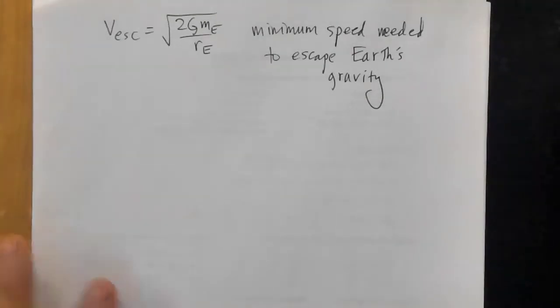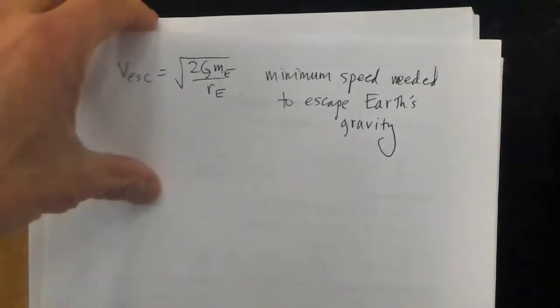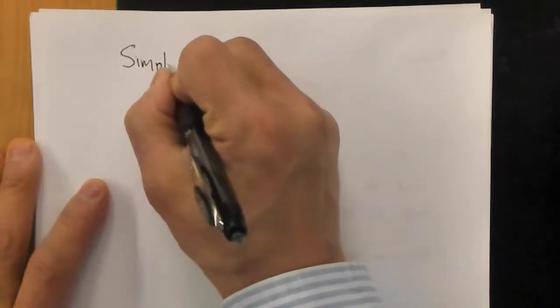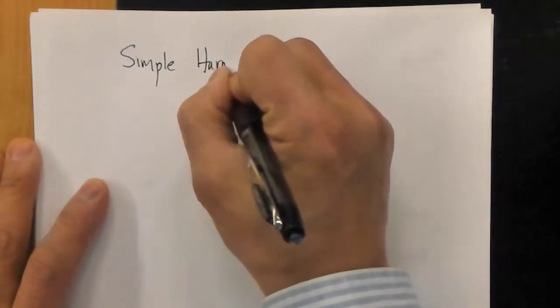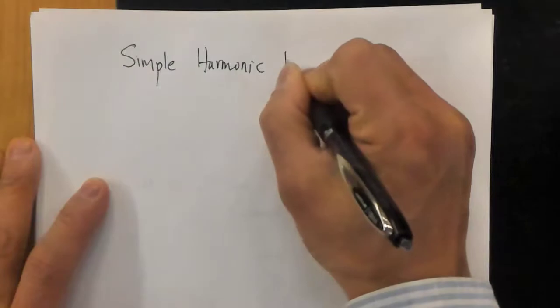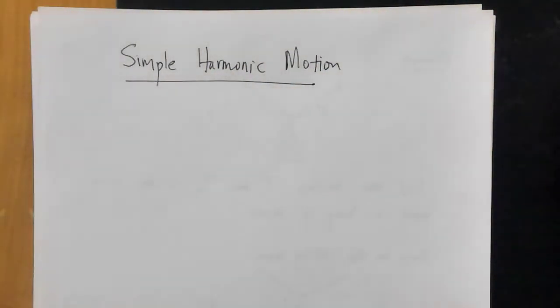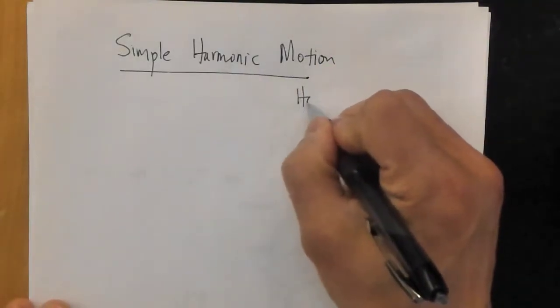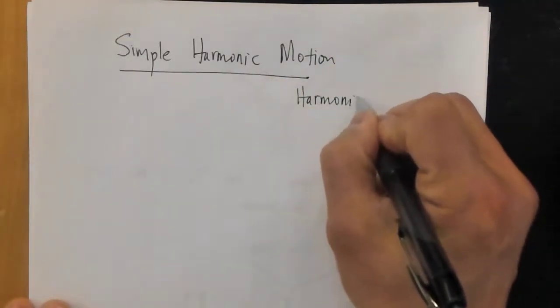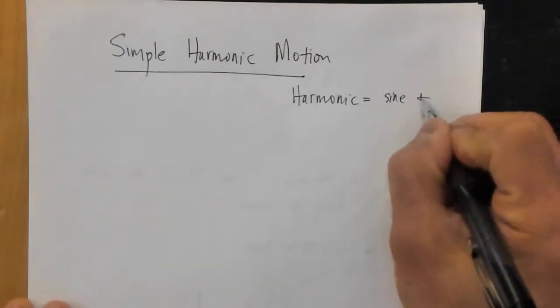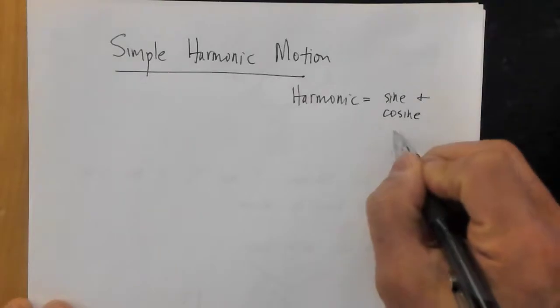Okay. Simple harmonic motion. Okay, simple, you know what the word simple means. The word harmonic means it's relating to sine and cosine functions.